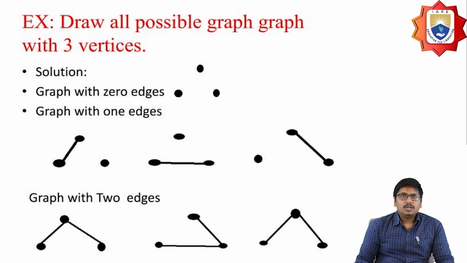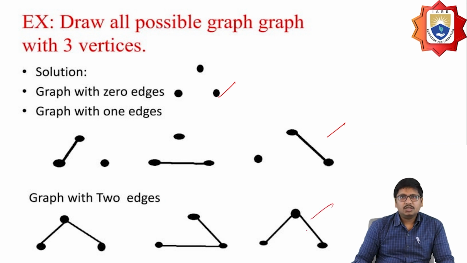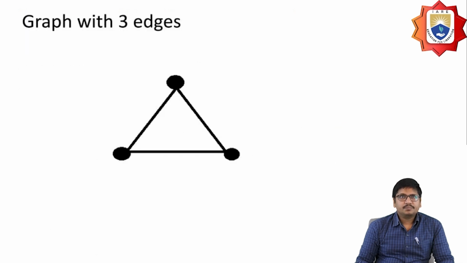Draw the possible graphs with 3 vertices. If I have 3 vertices, what are the possible graphs? A graph with 0 edges and a graph with 1 edge are possibilities, and a graph with 2 edges has these possibilities. So with the 3 dots, I can construct different kinds of graphs based on the edges here. A graph with 3 edges should be like this.